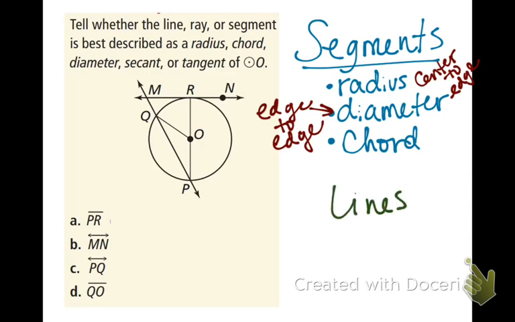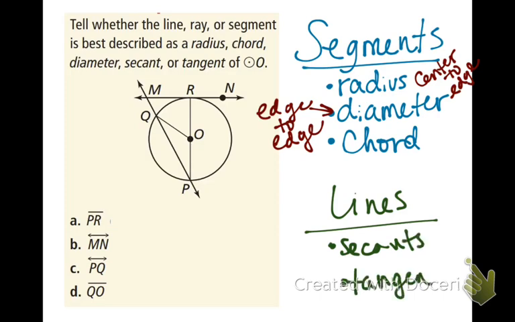The two types of lines were secants and tangents. How many times does a tangent touch the circle? Secant? Just twice. Tangent, once. So it's just a refresher from yesterday.